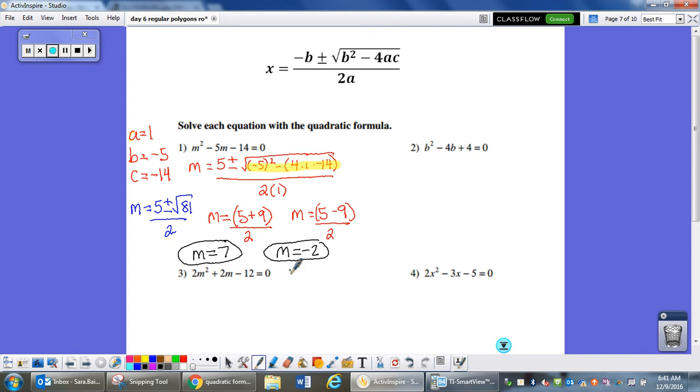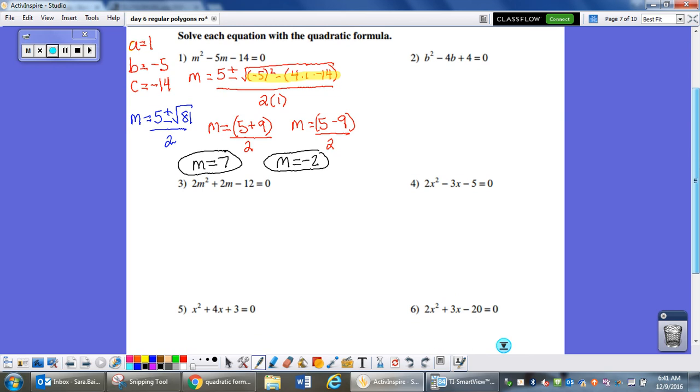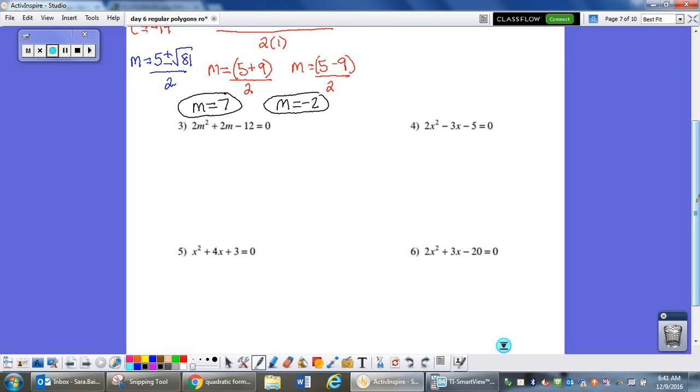So using that example, you should definitely be able to do 2, 3, 4, 5, and 6. Keep in mind that as you move to 3 and 4, you can see that your A value changes. So in number 3, your A would be 2, your B would be 2, and your C would be -12. And lucky for you, they're all set equal to 0, so you don't have to do anything crazy yet.